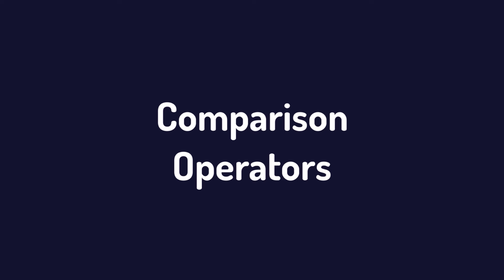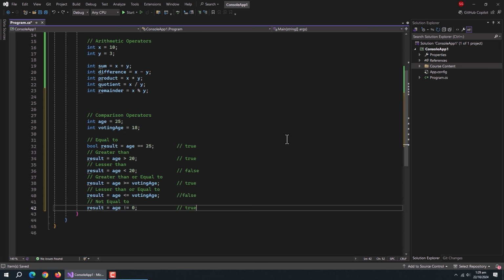Next are the comparison operators. Comparison operators help you compare values. They always give you a true or false result. The equals operator checks if two values are the same. Greater than and less than operators check whether values are greater or lesser than the other value. Greater than or equal to and less than or equal to check whether values are greater than or equal to, or lesser than or equal to, the other value. Not equals checks if values are not equal.